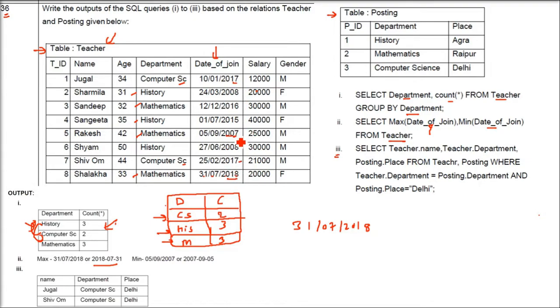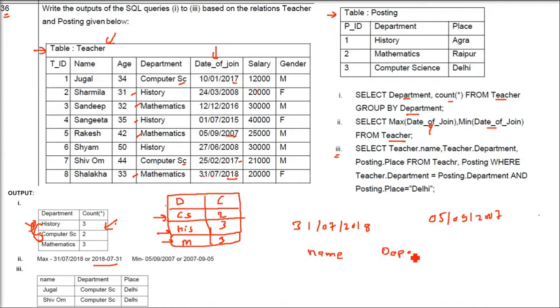But if it would have been 2018 for 2-3 records, what will happen? You have to see then the month. If the month is also the same, you have to see the date, right? Then you will see which is the maximum and minimum. The minimum, as per this question, will be 5/9/2007.